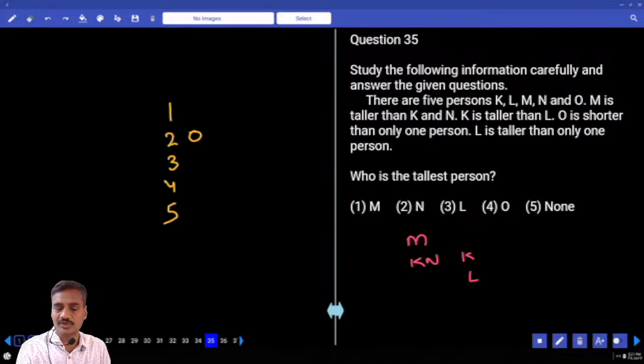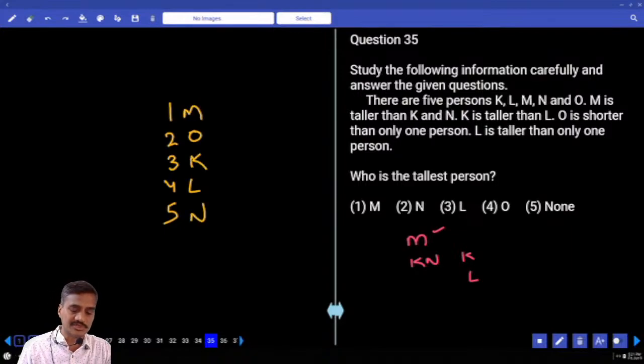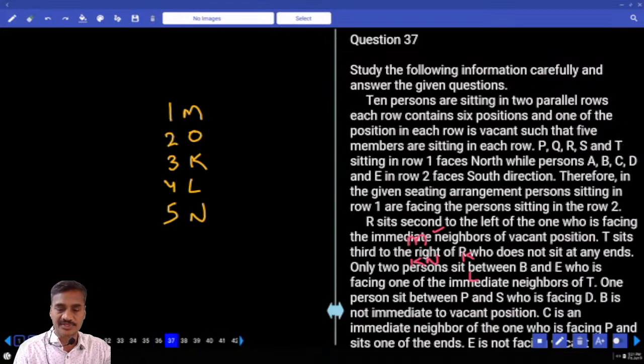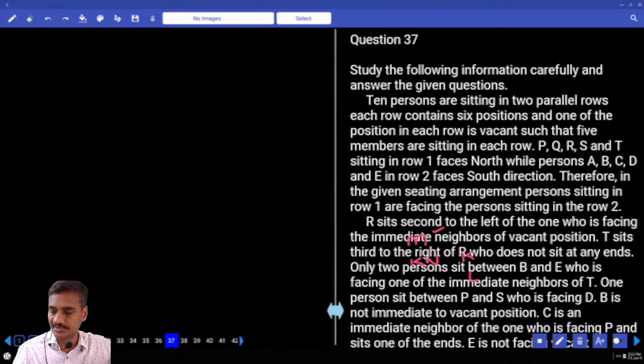L is taller than only 1 person. L is here. And if L is here, then M is taller than both K and N. As M is taller than both K as well as N, M is here. Now K is taller than L, K is here, N is here. సరిపోయింది కదా? And this is about 35 and 36. Then 37 to 40. చేశారా 37 to 40? Fine.